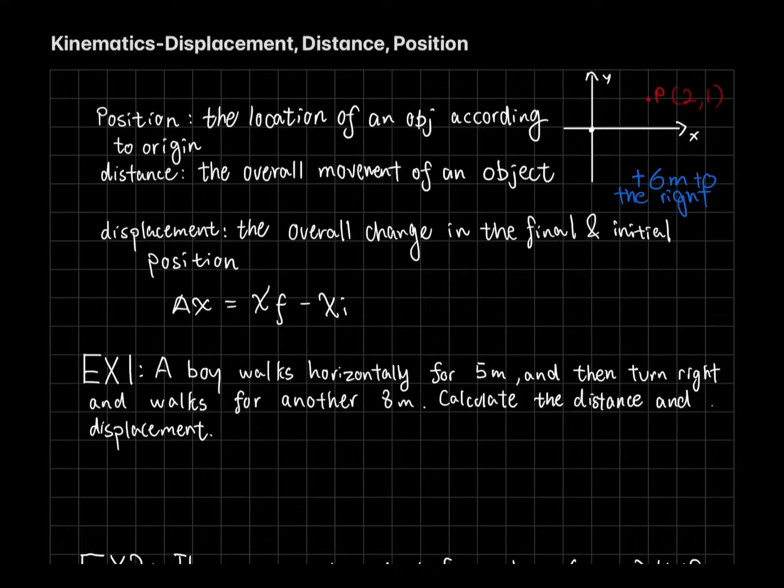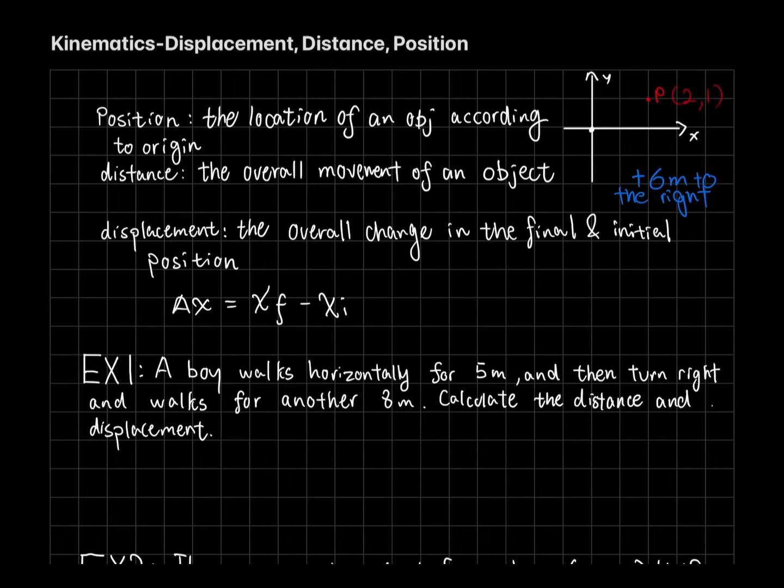Hello everyone, today we're going to talk about the basics of kinematics in terms of displacement, distance, and position. So what is position? Position is the location of some object according to the origin. On the right here, we have a point P, and it's from the origin 0, 0. Now we can find the position, which is 2, 1, right? Because it moves 2 to the right and 1 up.